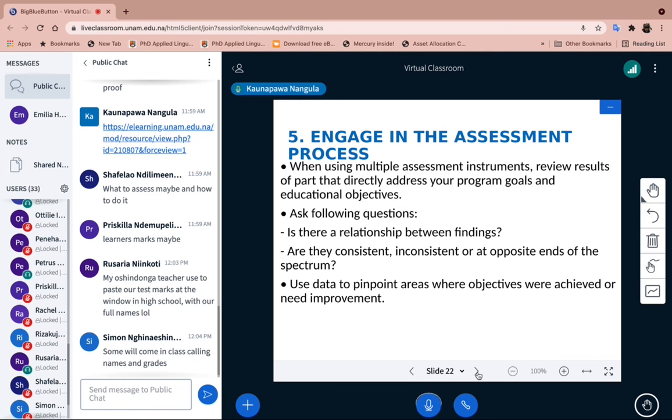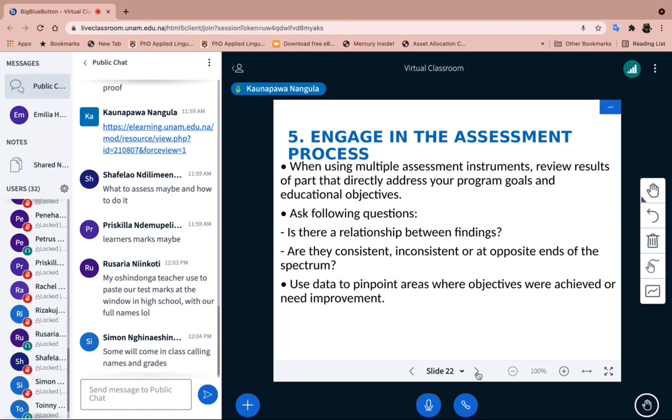All right, and then use data to pinpoint areas where objectives were achieved and where you need to improve. Okay, because as we have discussed in earlier sections, the information that you get should be used for a purpose. And that could mean you seeing whether the learners have achieved the objectives that you say you are going to cover, or that you have covered within your lessons? Yes or no? If not, why not?